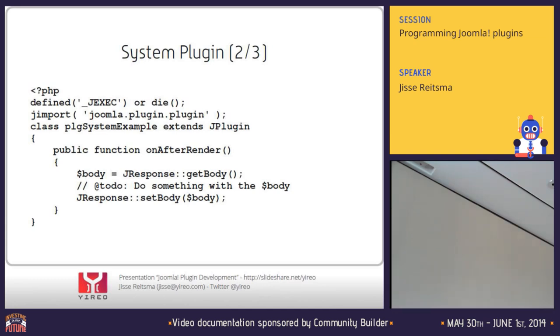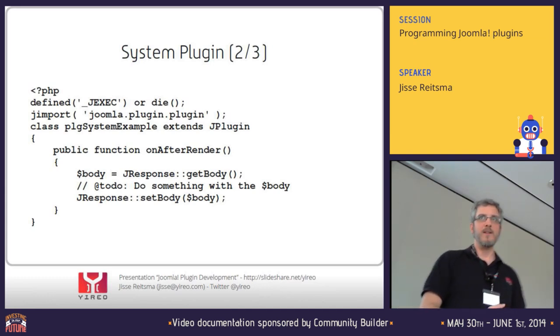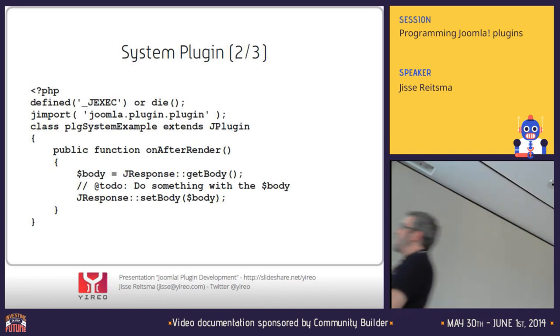Well, to do that, I'm just using the on-after render event like I mentioned before. I'm using a specific Joomla call to get the current body. So that's actually a string containing all the HTML code. I can do some stuff with it. And once I'm done, I'm setting back the same HTML code into Joomla. And once Joomla says, hey, now I'm ready to send back this body to the client, it's actually been modified by our system plugin. What comes in between is up to your own imagination.